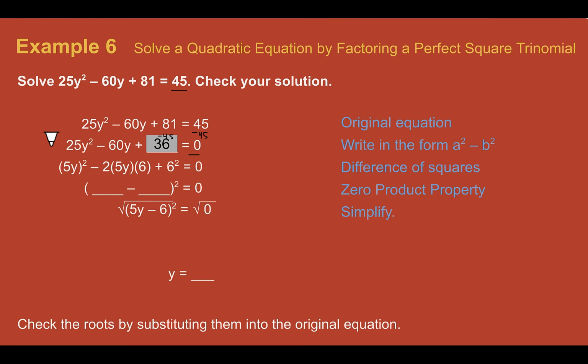When we factor it, we take the square root of the first part, so it would be 5y, and the square root of the c value, so 6. So this would be 5y minus 6, quantity squared. That equals 0. Now we can use the square root property or zero product property to set both parts equal to 0.